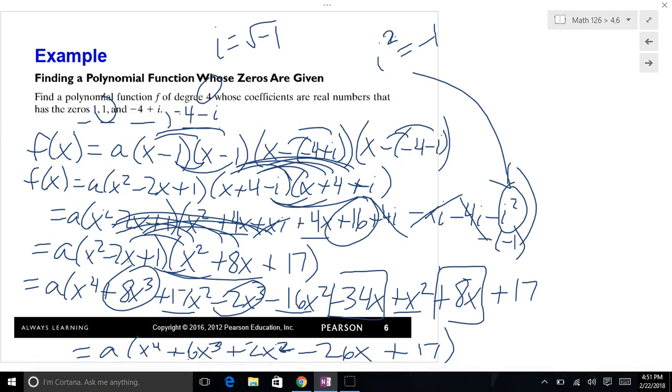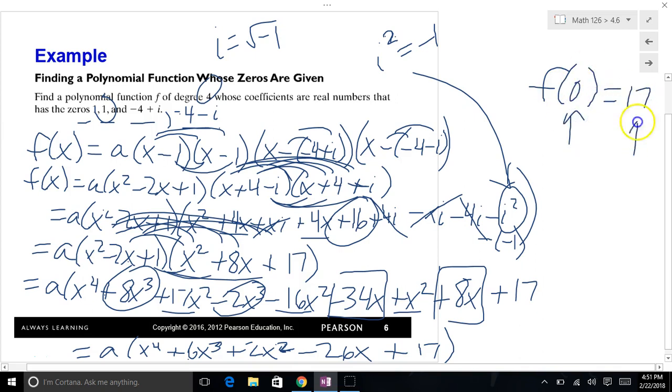Now again, this a right here in front, what we do is we just let that be 1 most of the time, unless they give us a point. If they gave us a point, like let's say they said f of 0 is 17, then you'd plug the 0 in for x, the 17 in for y, and you'd solve for a. And in this case, if you plug 0 in for x, 17 for y, you're going to find that a is 1 anyways. But again, a is not always 1.